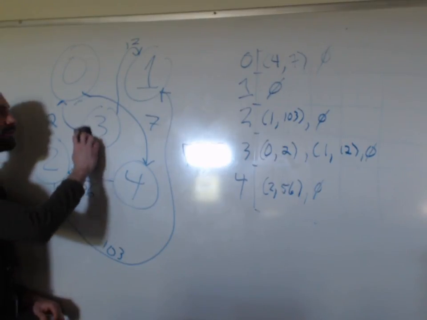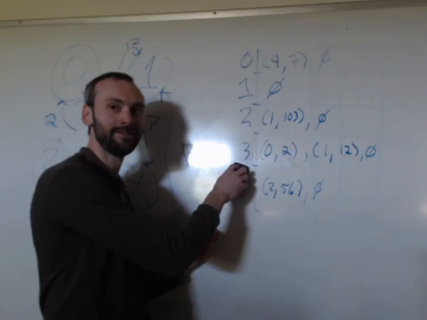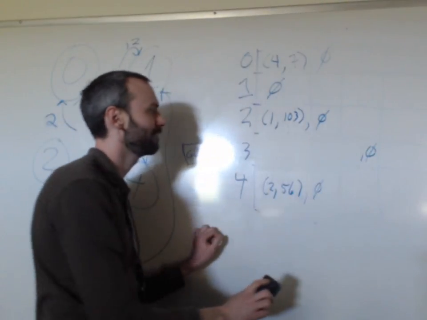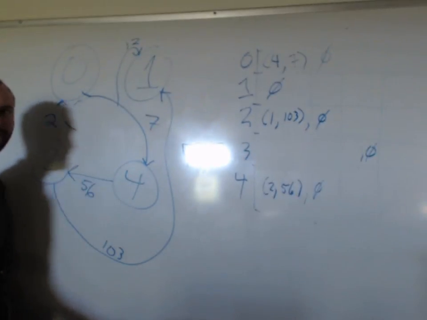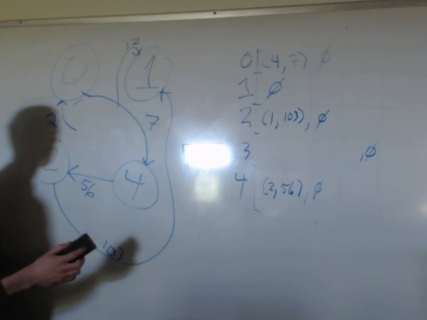Erase it. Erase the 3. How do we do it over here? I guess set it to null. Set this to null. Okay? It doesn't exist. But what else do we need to do? Get rid of the weights.